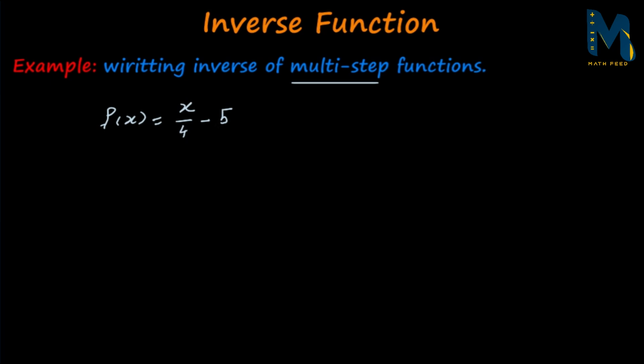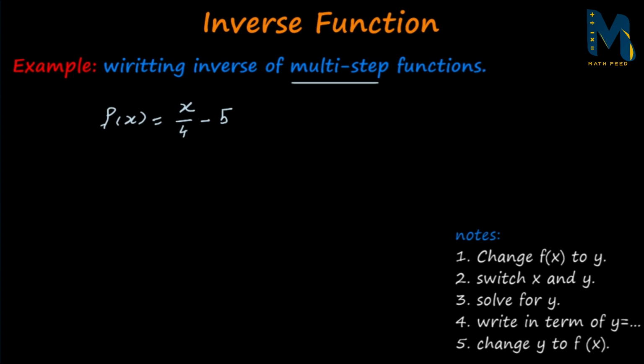Let me give you these 5 simple steps that you can use. It seems like too much, but when we apply these 5 steps, it will be easy. The first one says change f(x) to y. So we change this f(x) to y: y equals x over 4 minus 5. And then it says switch x and y. So just switch their places. It will be x equals y over 4 minus 5.